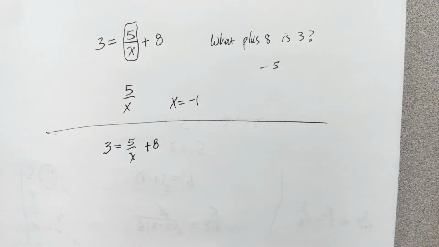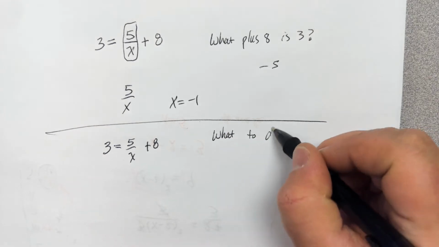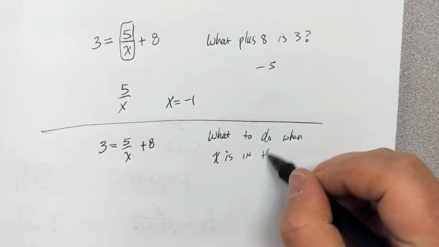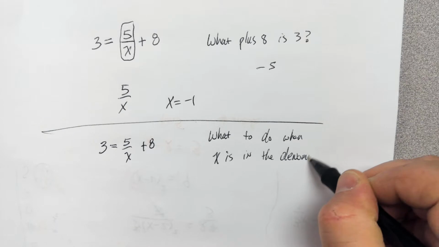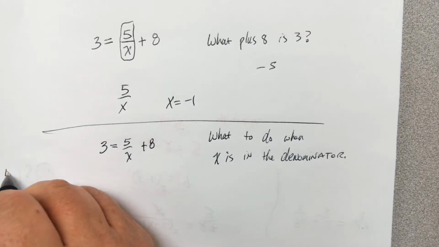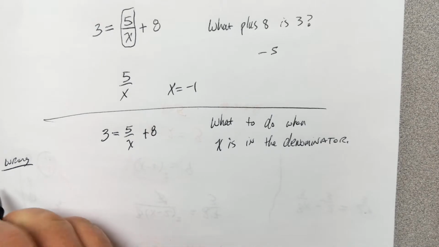This is weird. Here's why I wanted to talk about this problem. What to do when x is in the denominator? That's tricky. Ernesto, do you know what to do when x is in the denominator? No? Check it out. I'm gonna do some wrong things, okay? These are common mistakes, things that people do wrong all the time. Jacobo obviously didn't do them wrong because he got it right.